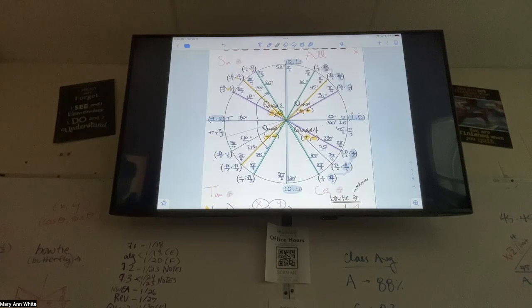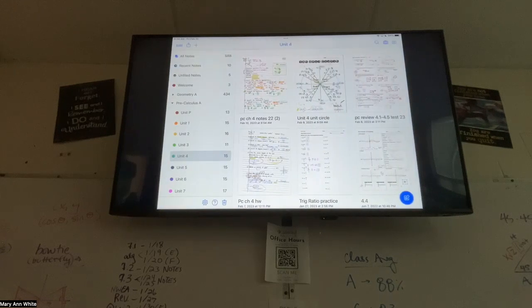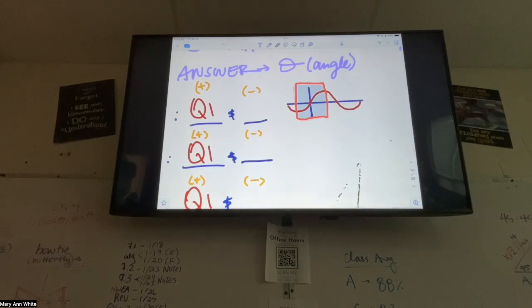Now, there's still sine in quadrant 2 and in quadrant 3, right? However, I want just one answer. So we're going to ignore quadrants 2 and 3, and we're only going to look at quadrants 1 and 4 when I'm looking at sine, okay? So I'm looking only at quadrant 1 and quadrant 4.